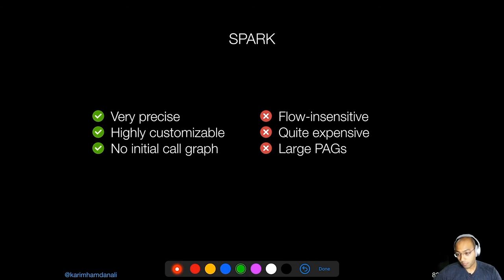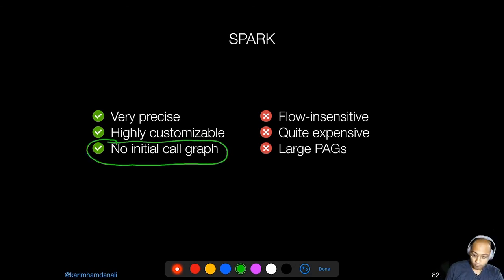So the pros of that Spark data flow propagation graph is it is very precise. I can get to the granularity of the pointers that are being propagated and passed through in my program. It's highly customizable, as we have seen. You can change how it is handling arrays, you can change how it's handling objects, you can change how it's handling fields, so it's highly customizable. The big win here is that we don't need an initial call graph. We haven't started our analysis or bootstrapped it with an initial CHA or RTA call graph like VTA, for example.